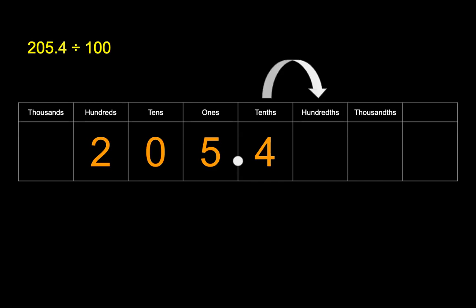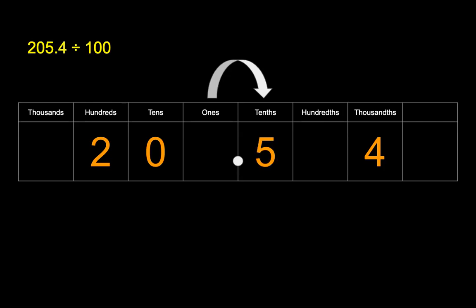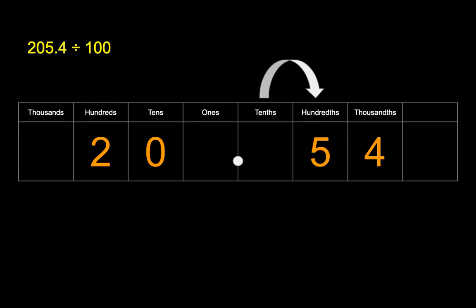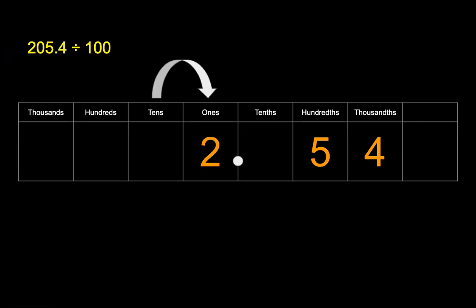We need to take each digit and make it 100 times smaller. The 4 needs to jump once. That's 10 times smaller. Another 10 times smaller, which is 100 times smaller. The 5, 10 times smaller, 100 times smaller. The 0, yes, if you spotted the pattern, you can make it jump twice and put it there now. It doesn't really jump there. It's just that there's nothing there. There's nothing there really either, is there? Just a 0, which is nothing. So let's look at the 2. The 2 jumps once, jumps twice.